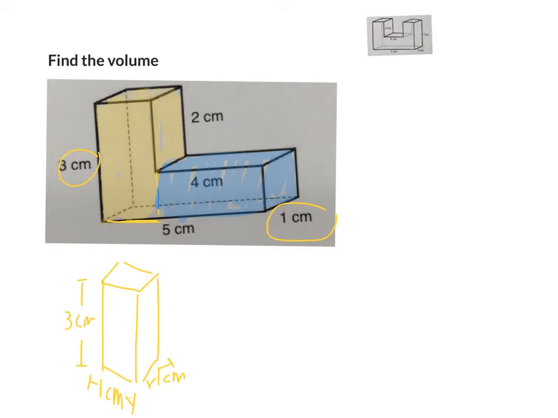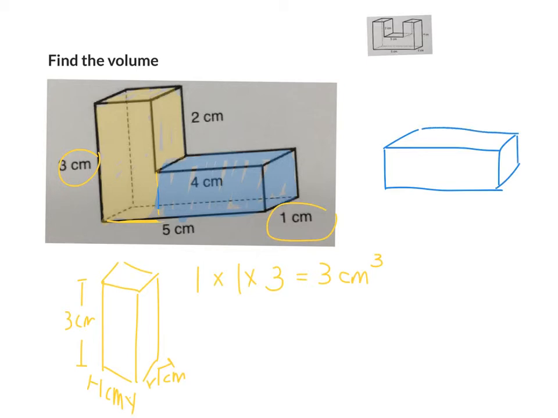So now that we know that the length is 1, the width is 1, and the height is 3 centimeters, what is the volume of the yellow portion? 3 cubic centimeters. Good. Now let's talk about the blue portion. Go ahead and draw out the blue portion. It's long like this.